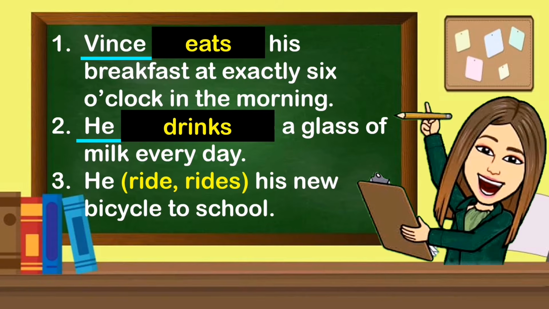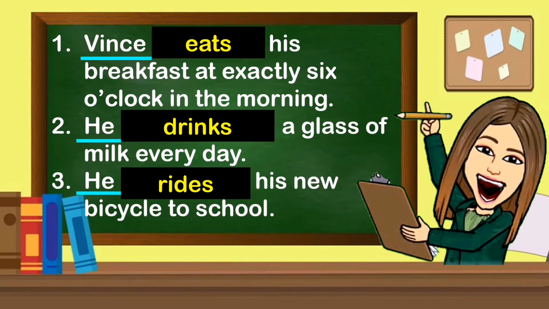Number 3, the subject is he and the verb is rides. So with S pa rin ang ating verb. Again, let's read the following sentences with correct verbs. Vince eats his breakfast at exactly 6 o'clock in the morning. Number 2, he drinks a glass of milk every day. And number 3, he rides his new bicycle to school.